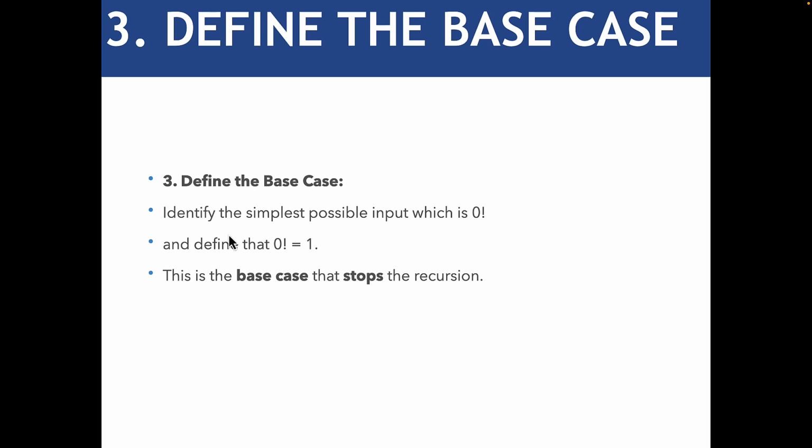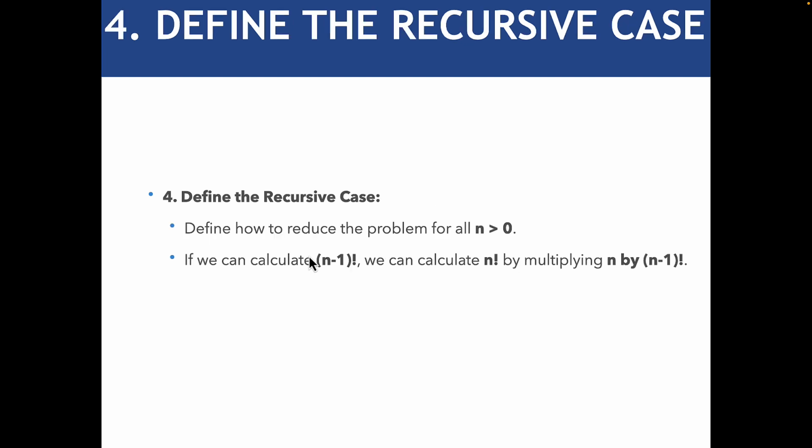What is the base case now? Identify the simplest possible input. What is the minimum input? It's a non-negative number, so it's 0. If it is 0, the value is equal to 1. This is the base case and it stops the recursion. Look now, I am applying the same steps. So the steps, you need to go through them for every example. Define the base case and then define the recursive case.